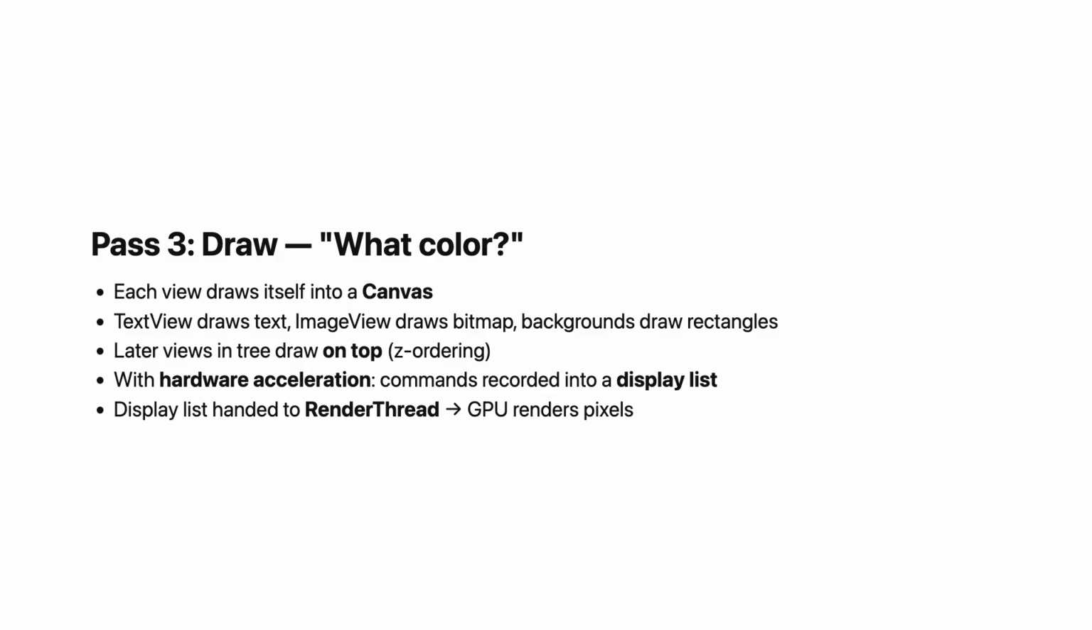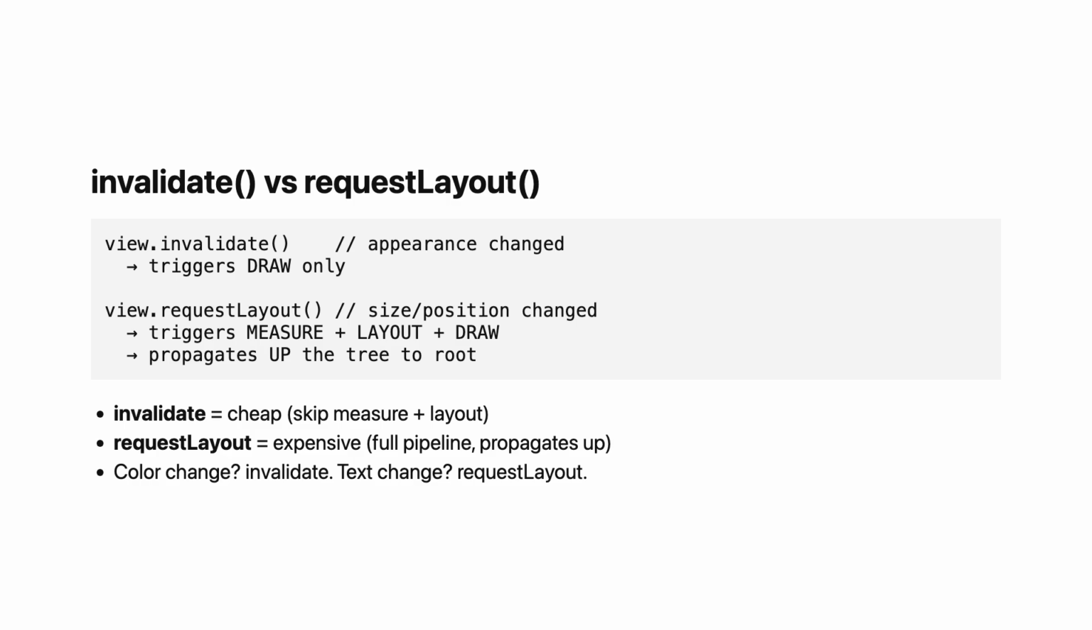What triggers these passes? Two methods you should know: invalidate and request layout. When you call invalidate on a view, you are saying my appearance has changed, I need to redraw. Maybe the text color changed or a background color was updated. Invalidate triggers only the draw pass. It does not trigger measure or layout because the view size and position have not changed. When you call request layout, you are saying my size or position may have changed. I need to be remeasured and repositioned. Maybe the text got longer or padding was changed. Request layout triggers the full pipeline: measure, layout, and draw.